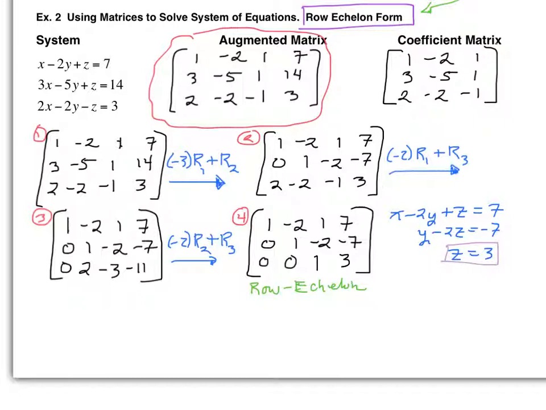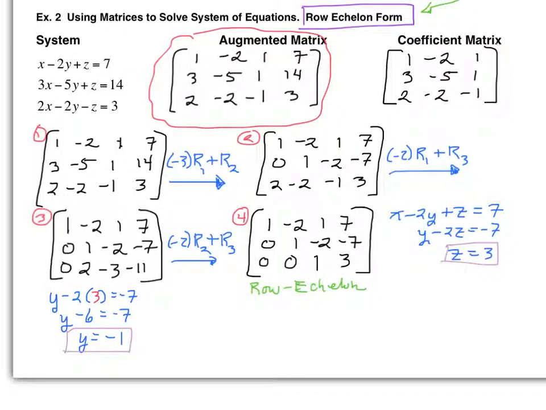Then we're going to use reverse substitution. So I'm going to take the 3 here and plug it into the z up here. So we've got y minus 2 times, instead of z, we're putting in the 3 that we just found, equals -7. So do the math. Y minus 6 equals -7. Add 6, you get y equals -1. And so there is solution 2 out of the 3.